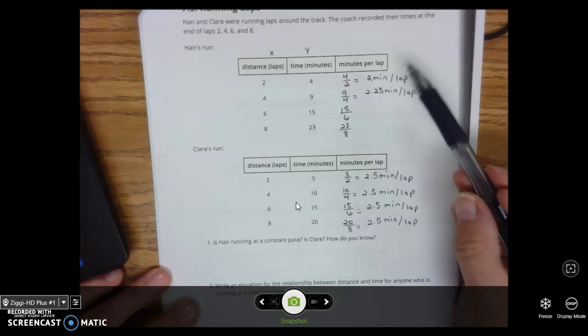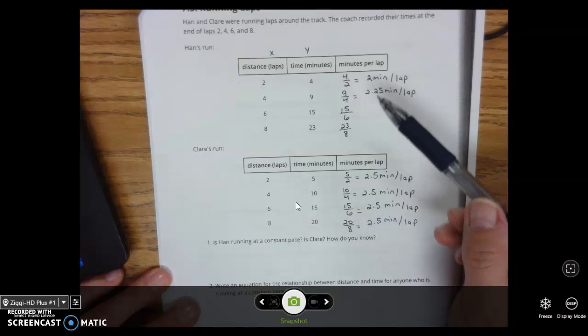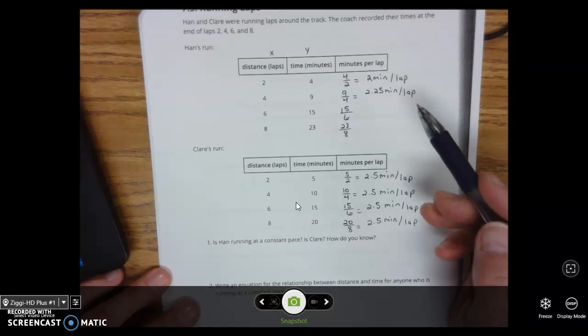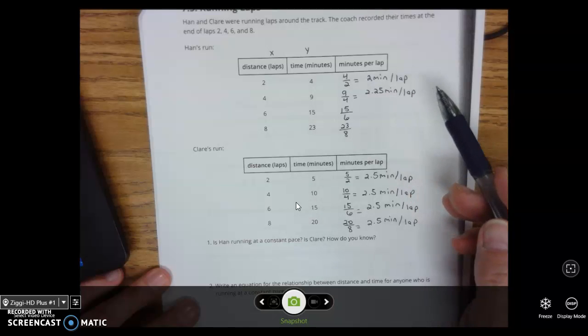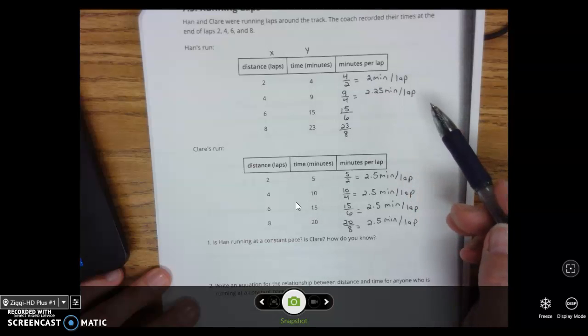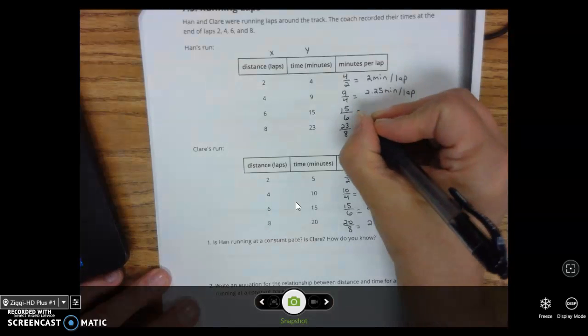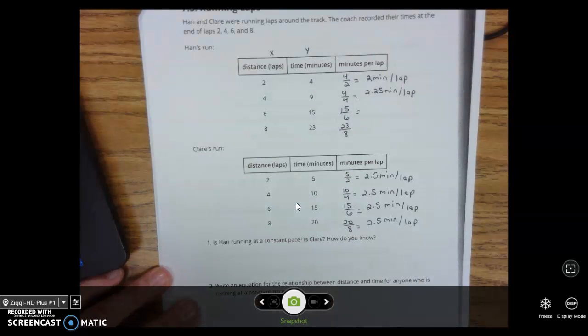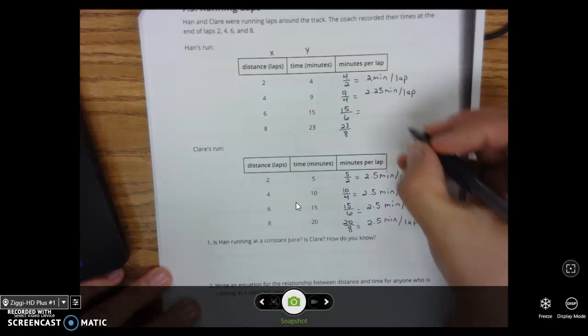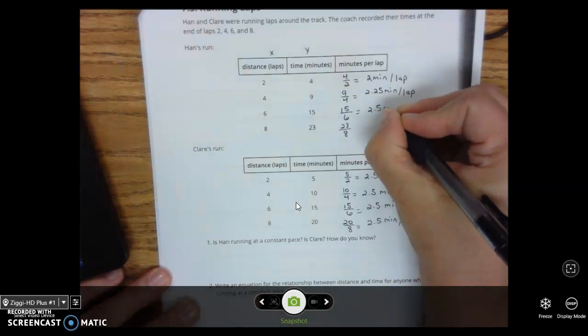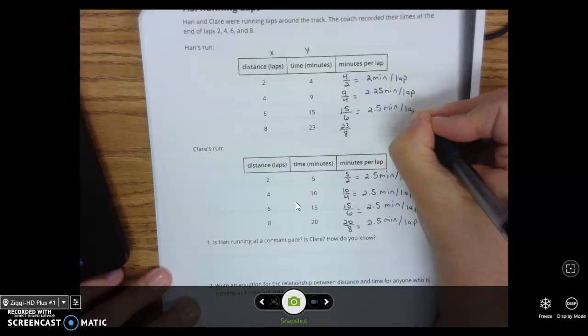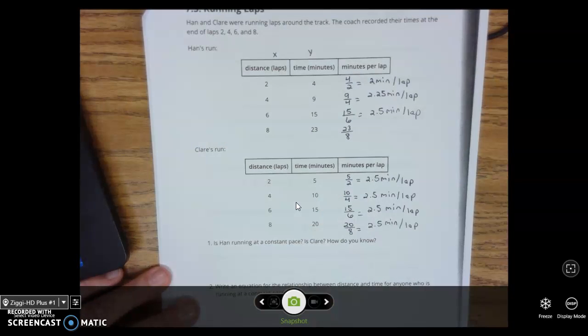Hans ran 2 minutes per lap, and then he got a little bit slower. It took him 2 1/4 minutes to run the next part of the laps. And then when you did 15 divided by 6, you should have got 2.5 minutes per lap. So again, he's slowing down the more laps he runs. It's getting slower and slower.